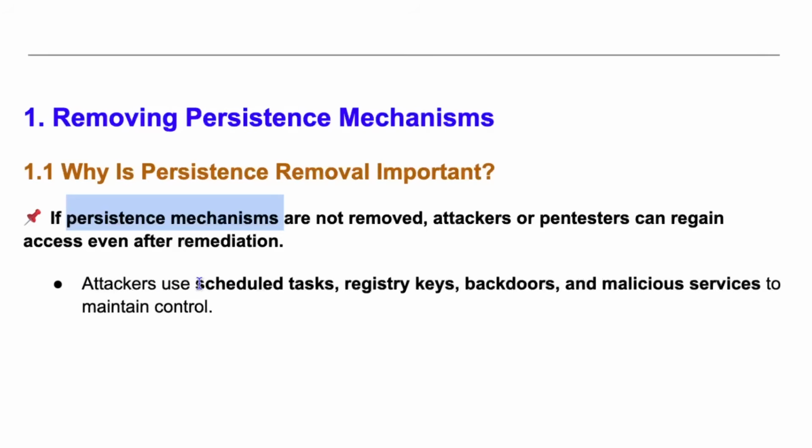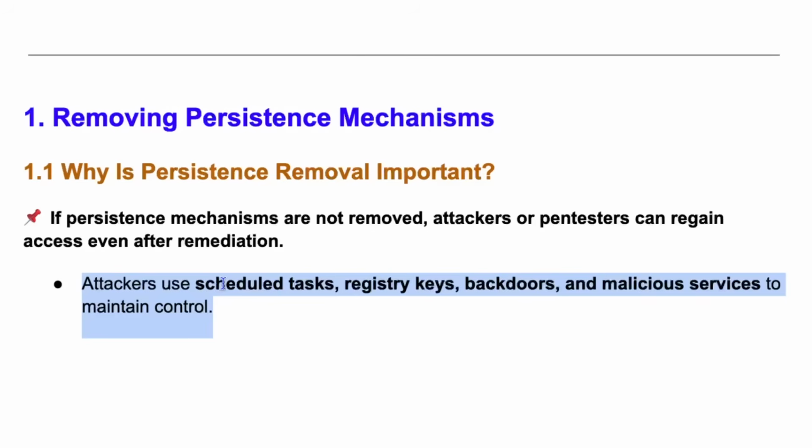Attackers will use scheduled tasks, registry keys, backdoors, and malicious services, just to name a few, which we talked about already. They can maintain control of the system they originally hacked into or the network they're in. And this all falls under persistence. So we need to remove the scheduled task, the script attached to the scheduled task, or the executable that's been installed on the machine. We need to remove the registry keys or the modifications and configurations we made in them. We need to remove the backdoors and the malicious services.